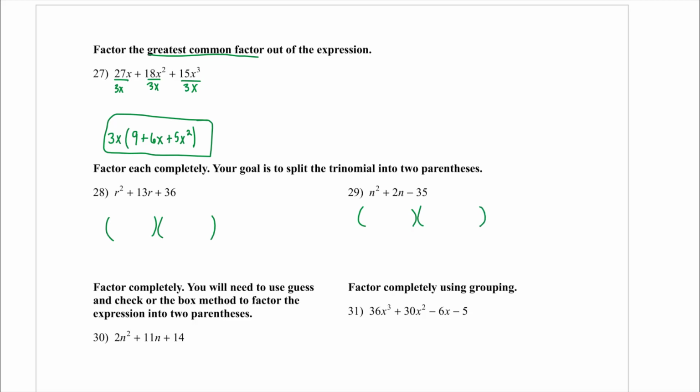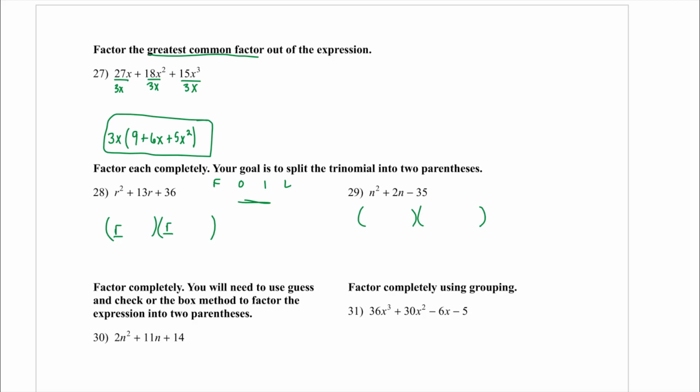If you think about what happened earlier on our FOIL problem, FOIL gave us 4 terms, and then our outer and inner terms ended up being like terms that added together. Our first term came from this times this, and that gave us this first term right here. So what times what can give us r squared? Well, the most likely option seems to be r times r, so let's go with that.